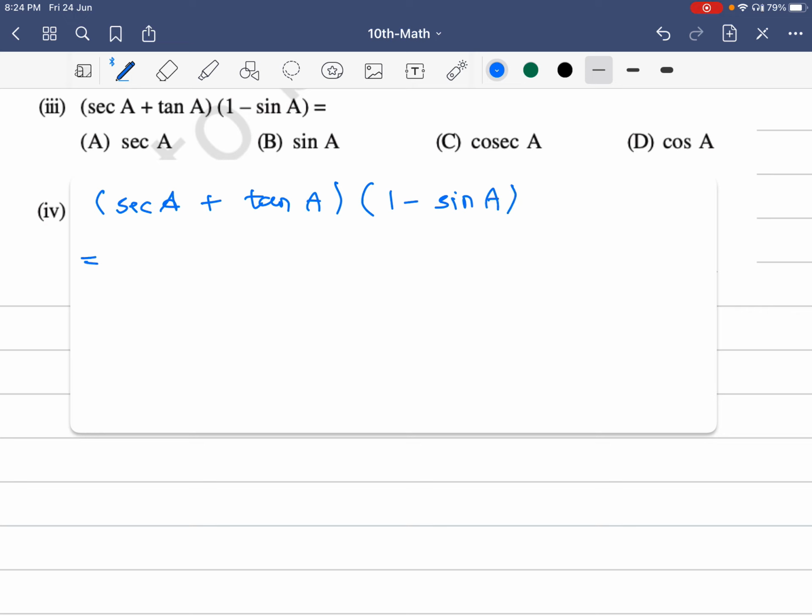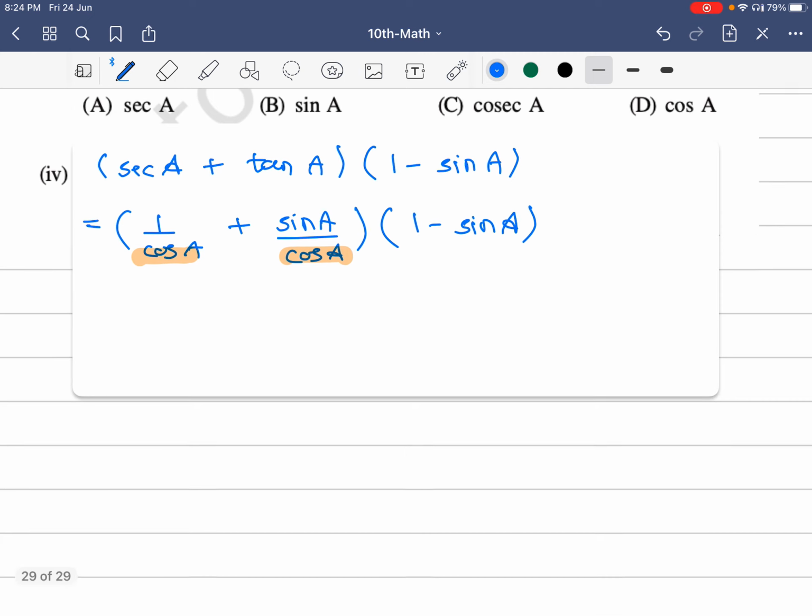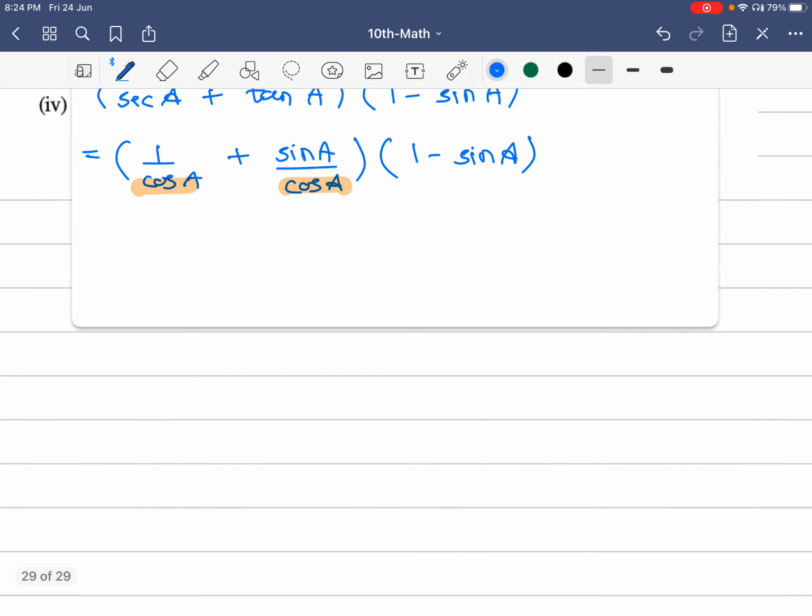Now what is sec a? It is 1 upon cos a, plus what is tan a? It is sine a upon cos a. And this is already in sine, so no need to do anything. Now once again, if you note, the denominators are same. If the denominators are same, we add the numerators. So let's continue. That is going to be equal to 1 plus sine a, the whole divided by cos of a. This is my bracket number 1, and second bracket is 1 minus sine a as it is.